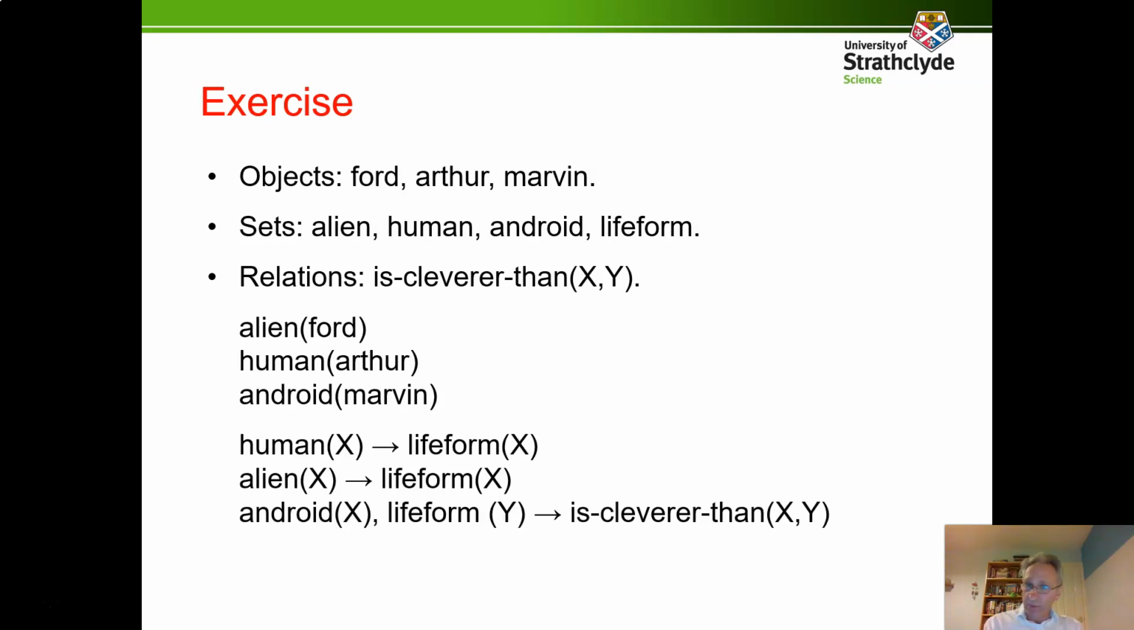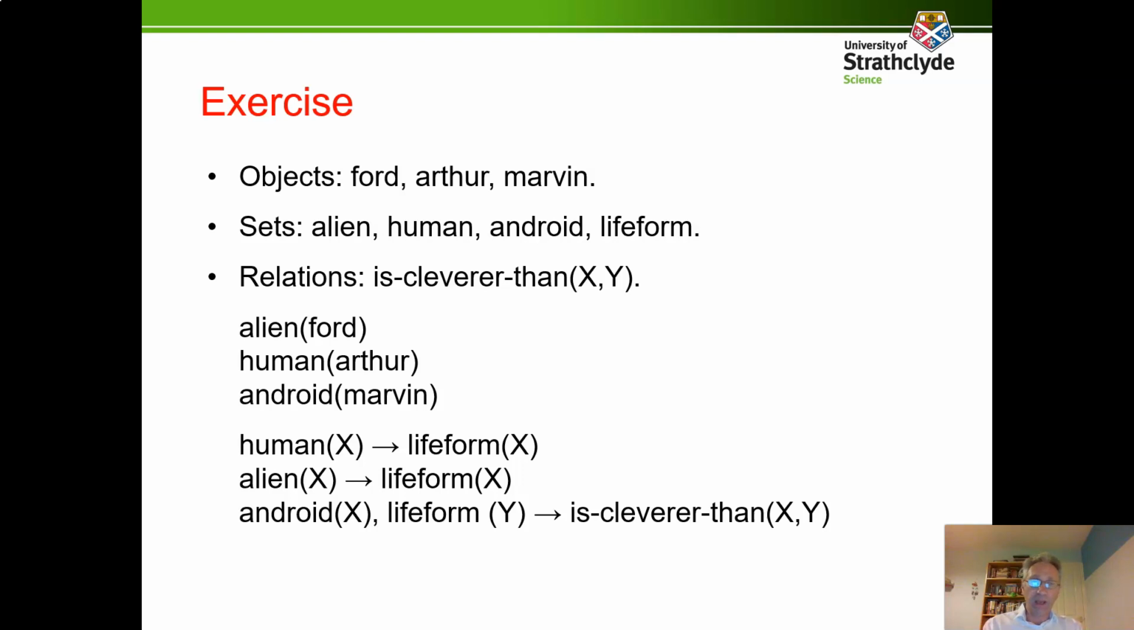Then we need some rules. The rules say that all humans are life forms. So in other words, if X is a human, X is a life form. Another rule says that if X is an alien, X is a life form. And then the last rule says that androids are cleverer than life forms. So in other words, all androids are cleverer than all life forms. If X is an android and if Y is a life form, then X is cleverer than Y.